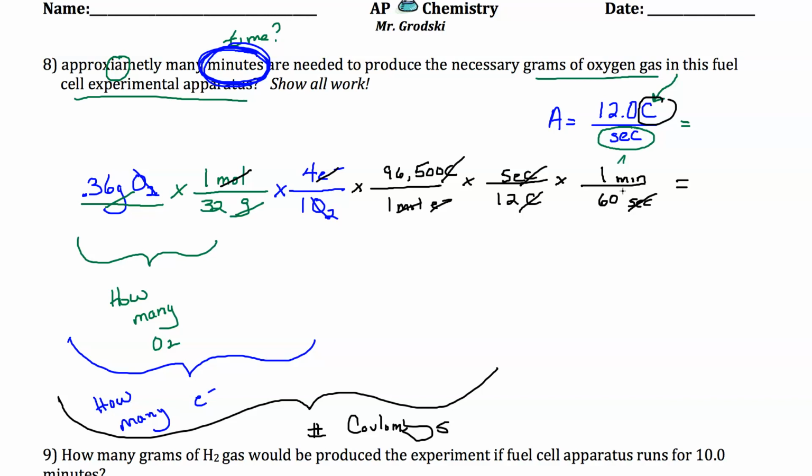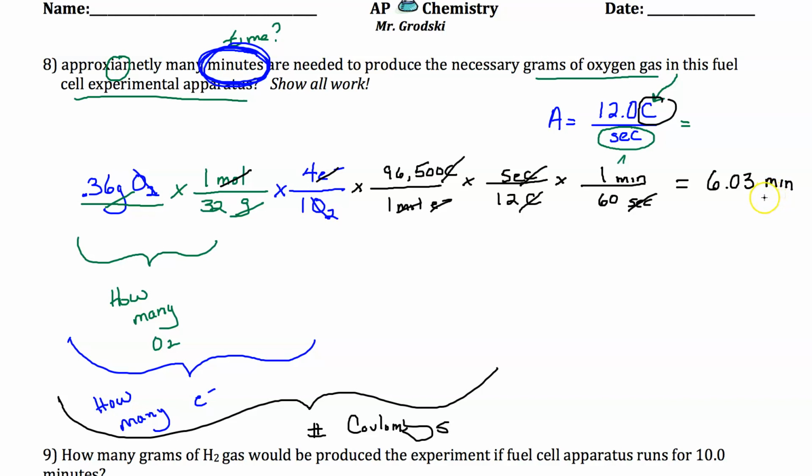So 0.36 divided by 32, times 4, times 96,500, divided by 12, divided by 60. All right, and I get 6.03. What's left standing? Minutes. You put seconds, you get it wrong.